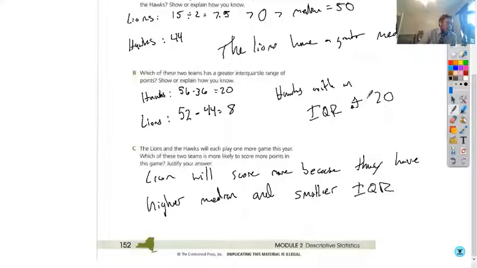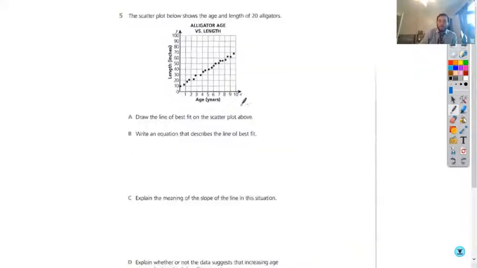All right, so that's the end of question 5. So now we're going to move over to question 6. All right. Sorry, that's the end of question 4. Now we move over to question 5.